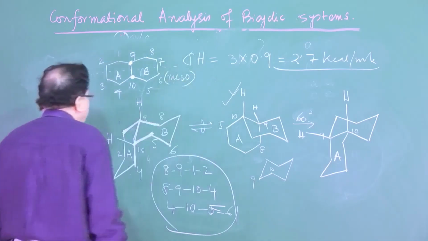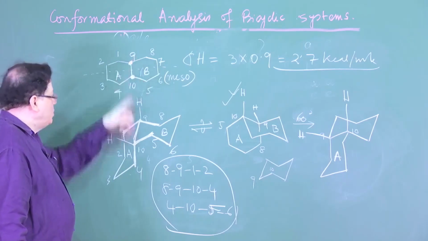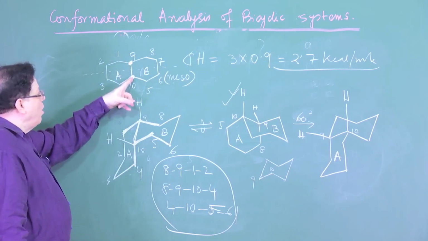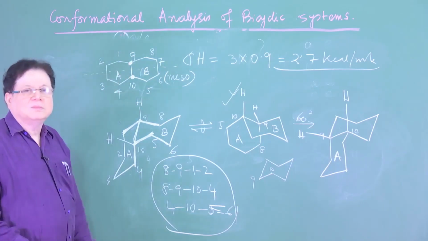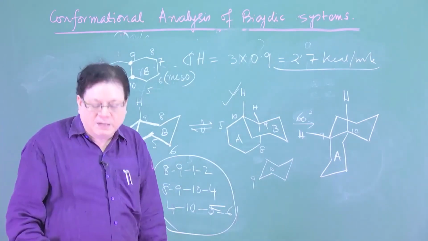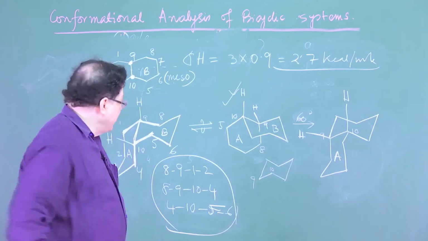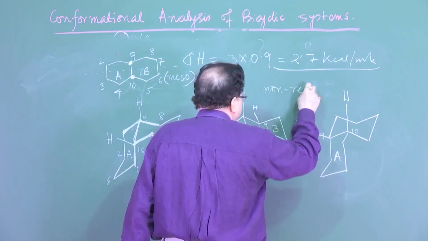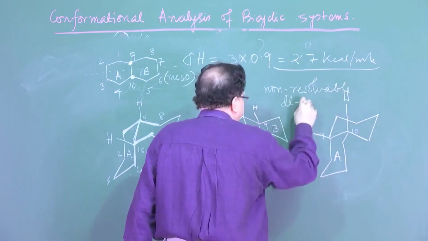However, because this is the planar form and the actual form has this hydrogen axial and this hydrogen equatorial, or vice versa, this cannot be the mirror image of this. Okay. So, whatever the planar formula is predicting, that it is a meso, it is actually not a meso. It exists as a non-resolvable DL pair. Non-resolvable DL pair. Okay.